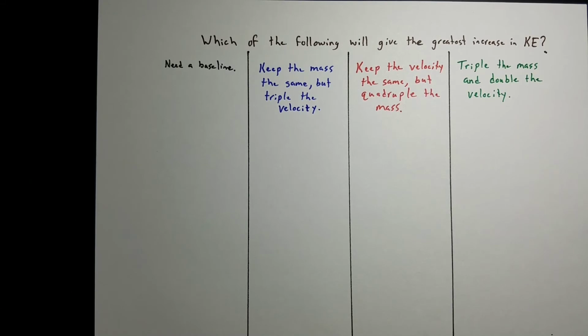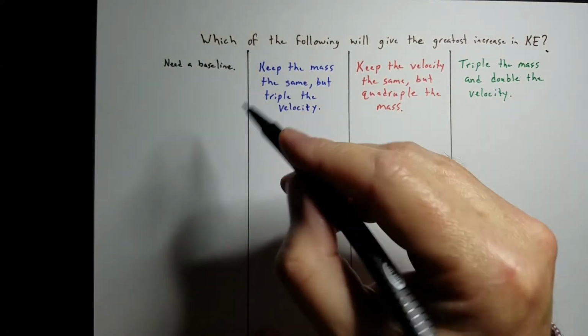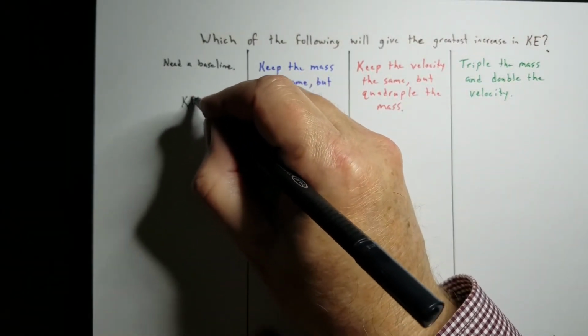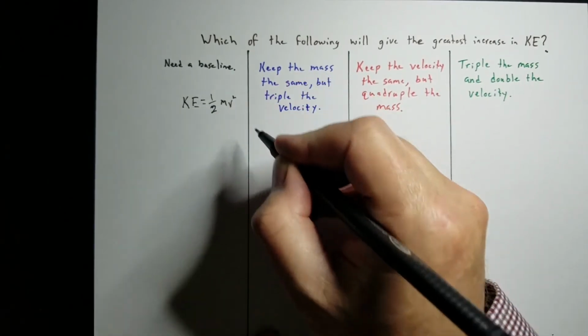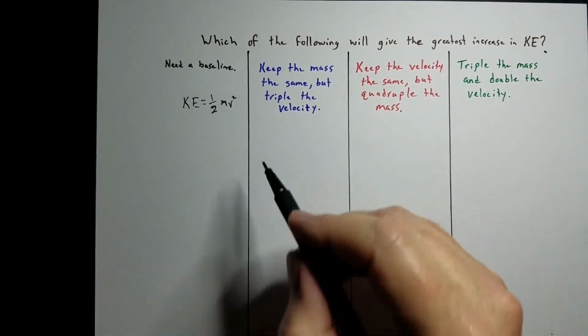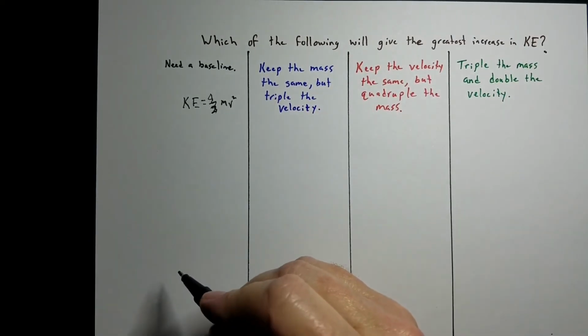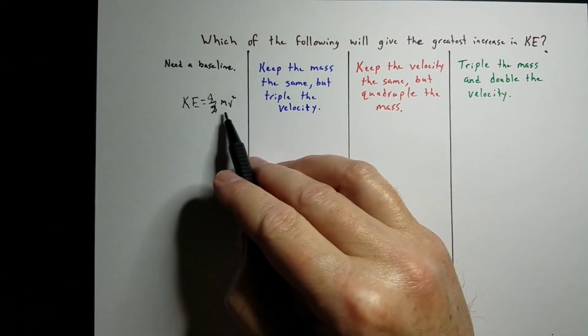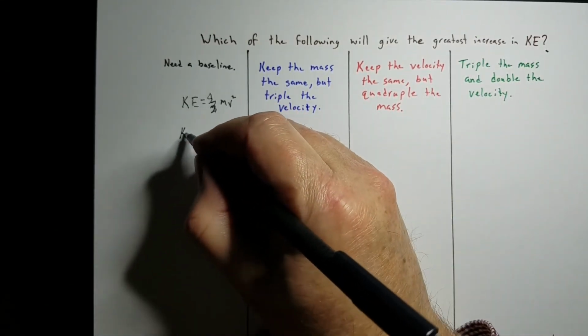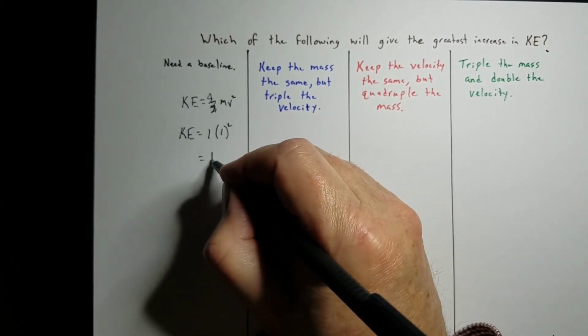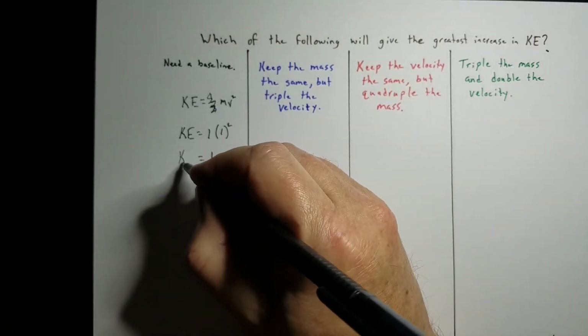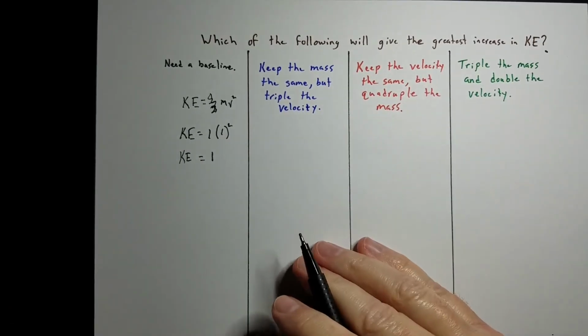A lot of times we call this proportional reasoning. And one way that we can work this out is by first getting a baseline. What I mean by a baseline is that you start off with the basic equation. Kinetic energy is 1/2 mv squared. And then ignore any constants. We're going to pretend the half doesn't exist, and replace everything over here with ones. So kinetic energy is 1 times 1 squared, which is just 1. That's our baseline that we're going to use to compare with.